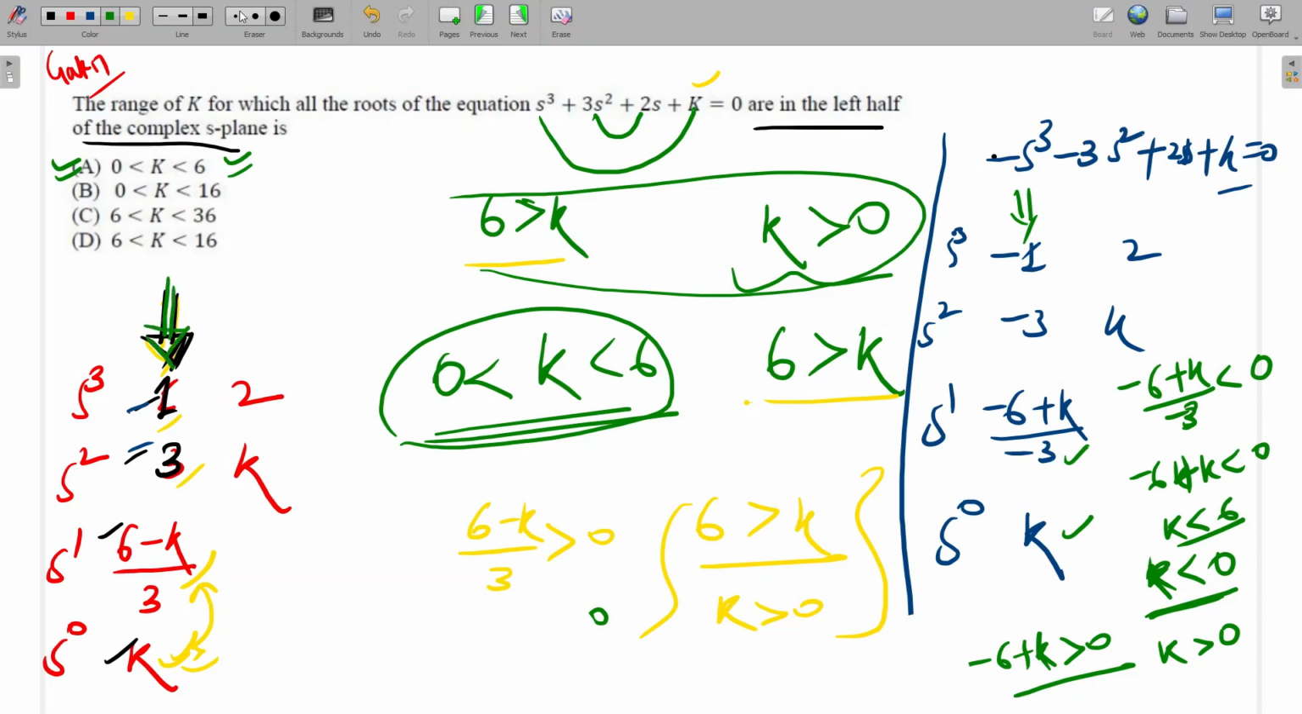So K should be positive. The positive constant should be positive. Y positive means this is positive, then this should be positive and this should be positive. That's why if K will be negative, a sign change will happen here. That's why we are using both criteria: this should be greater than 0 and this also should be greater than 0.